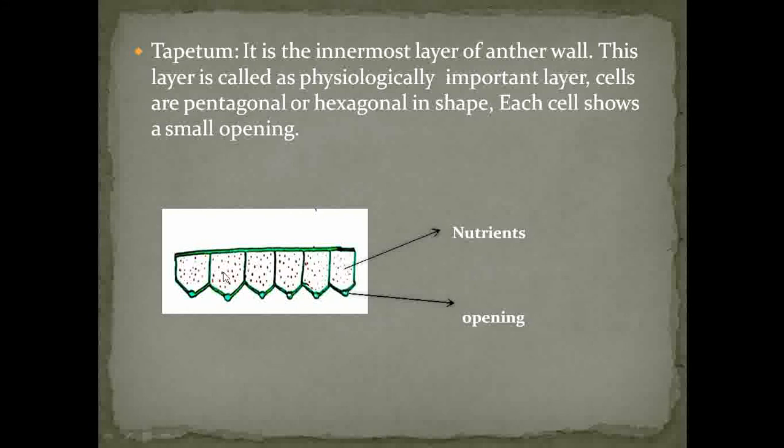They store nutrients inside. If you observe the tip of the cell, it shows a small opening, an ostiole-like opening. Through that opening, all the nutrients are provided to the developing pollen sac or developing pollen grains. So this is the main function of the tapetum, that is to provide nutrition.